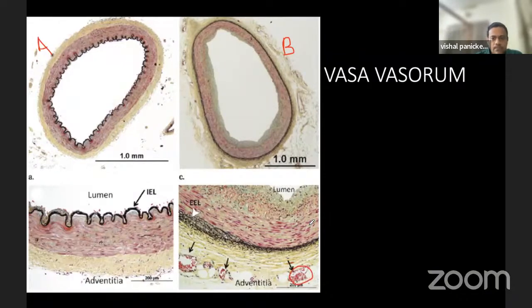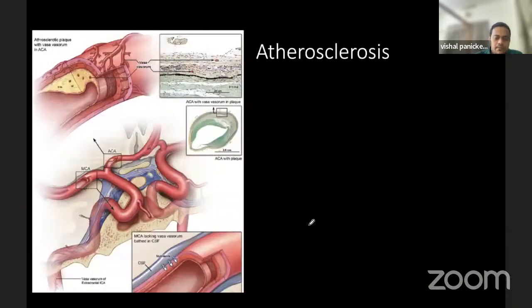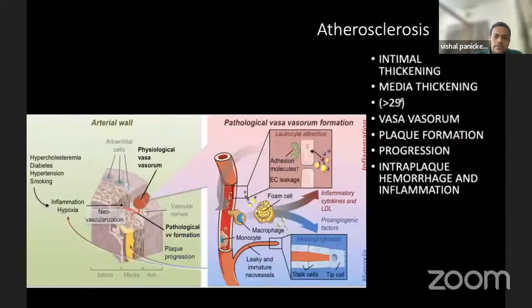With the progression of atherosclerosis, the intimal layer gets thickened initially, followed by the media thickening, and there will be hypertrophy of the muscular layers, and this leads to an increased demand for nutrients.